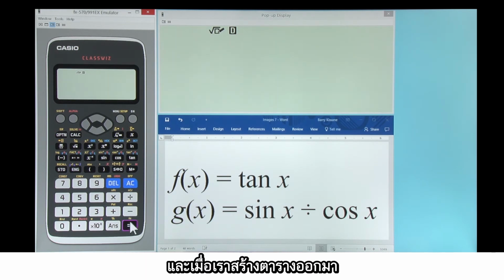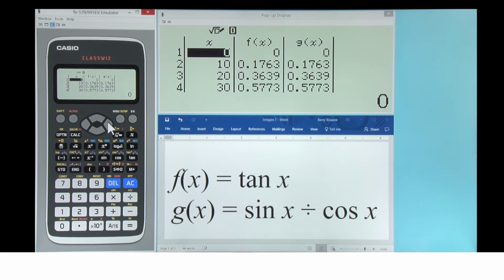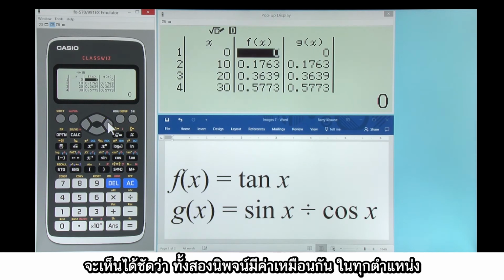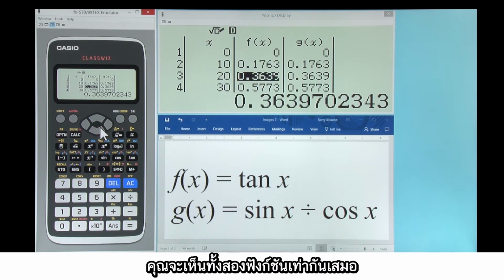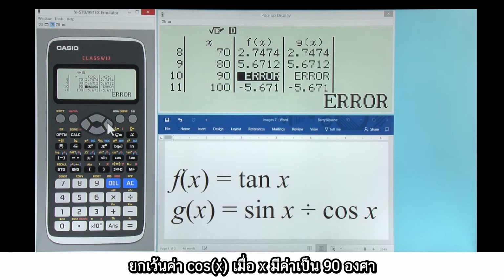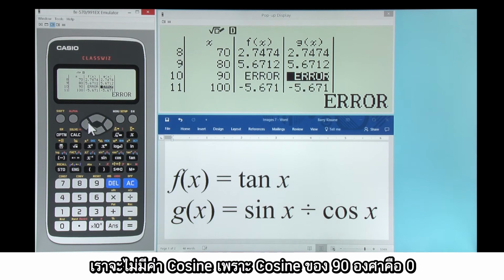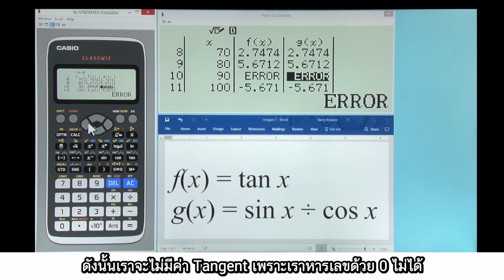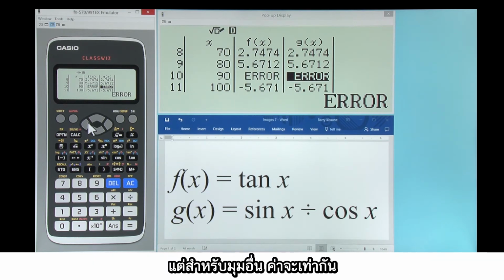And when we create the table, it's clear that the two expressions have got the same value everywhere. You can see these two are always the same. Except, of course, when x is 90 degrees, we can't have the cosine of 90 degrees is 0, so we can't have the tangent and we can't divide by 0. But everywhere else it's the same.